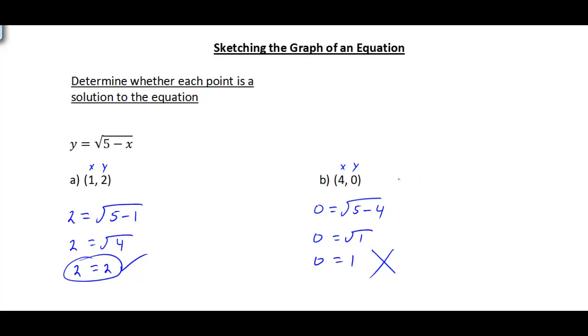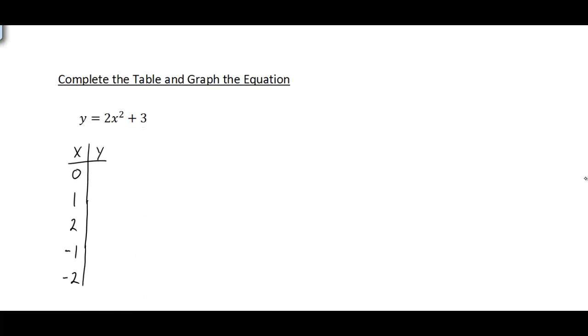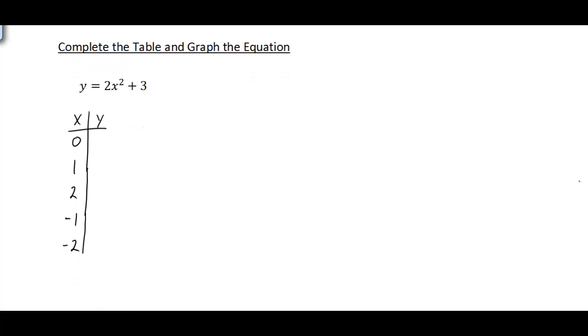And really what we're finding here, all of these points that are solutions are going to make up our graph. So that's what we want to look at next. It says complete the table and graph the equation y equals 2x squared plus 3.